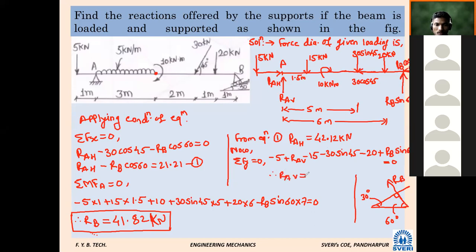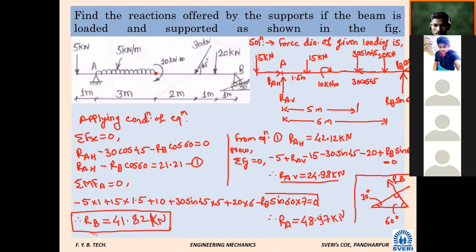From this, RAV is 24.98. Therefore, RA is equal to 48.97 kilonewton. Check in your answer. Very good. So this will be the answer.